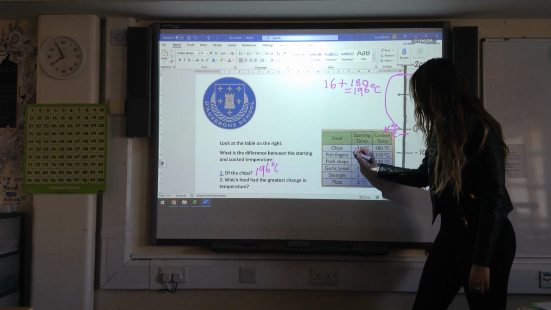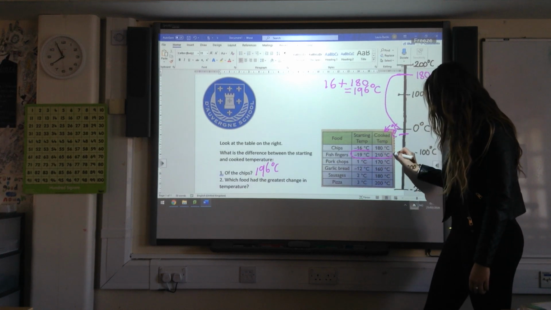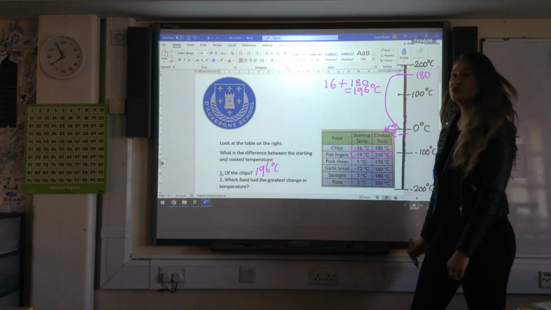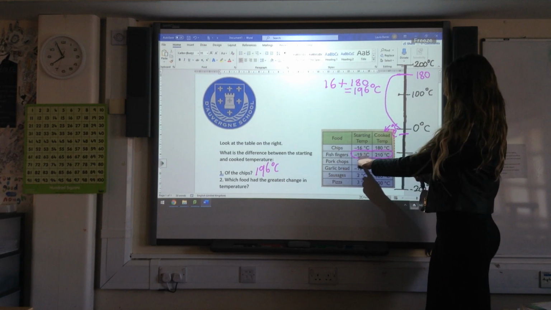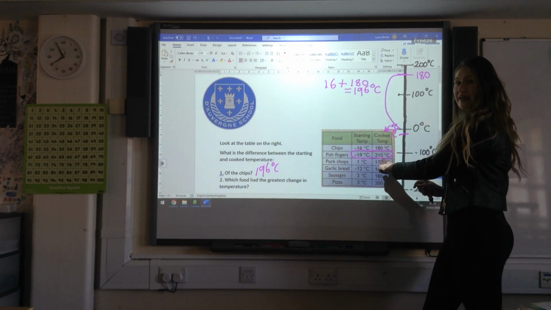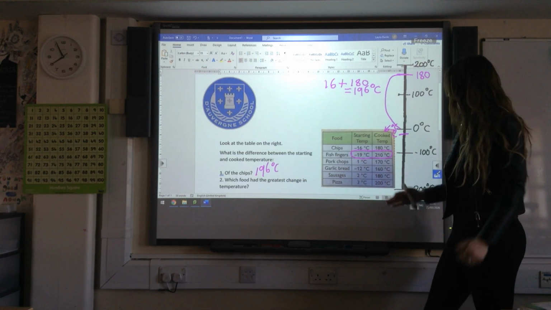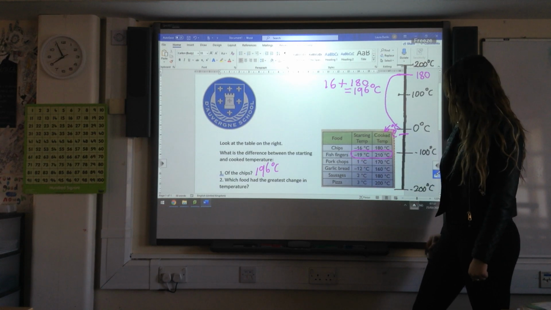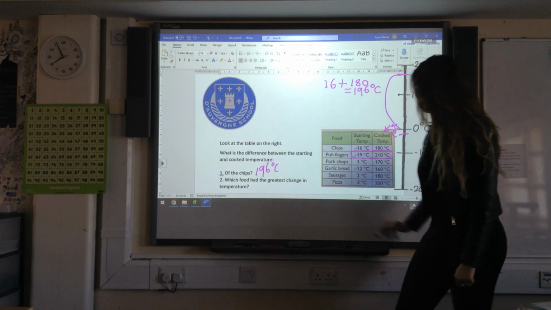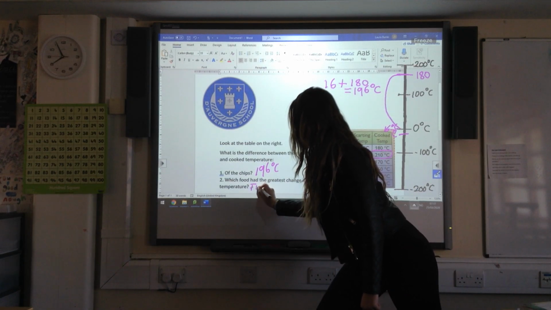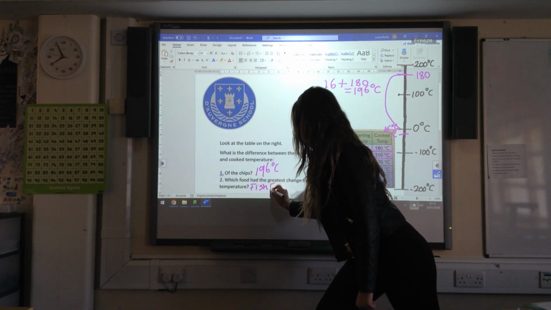So this one will be the biggest change, because we've got the lowest number here and the highest number here. So that is going to make the biggest change in the temperature of the food. So the answer for that one is going to be the fish fingers.